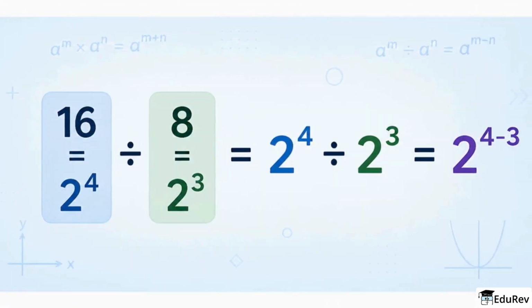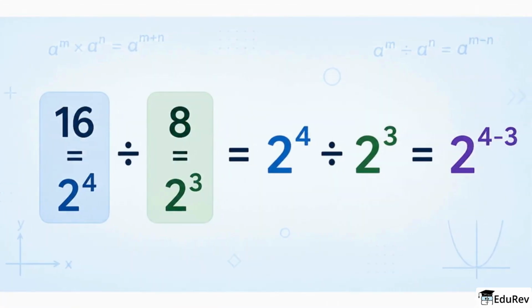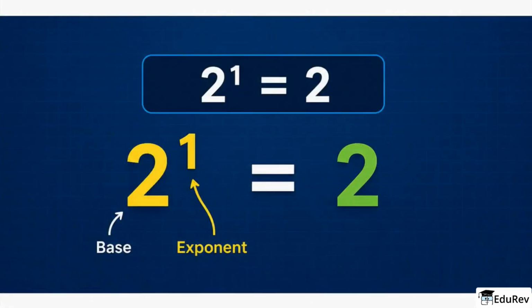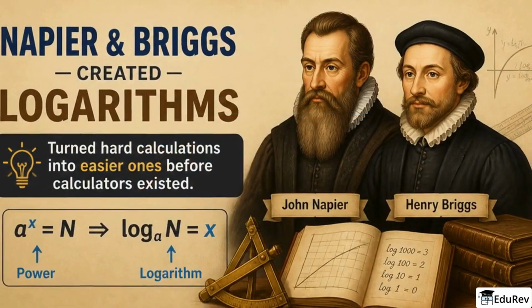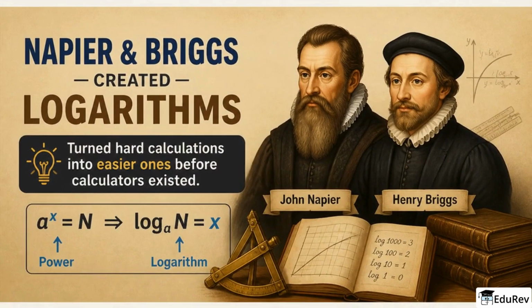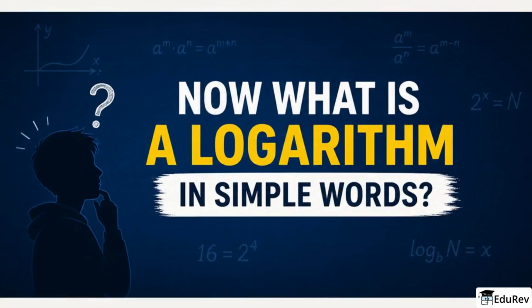Similarly, when we divide 16 by 8, we write 2 to the power 4 divided by 2 to the power 3 equals 2 to the power (4 - 3). That gives 2 to the power 1, which is 2. This idea inspired John Napier and Henry Briggs to make the idea of logarithms, to make hard calculations easier before calculators existed. Now, what is a logarithm in simple words?